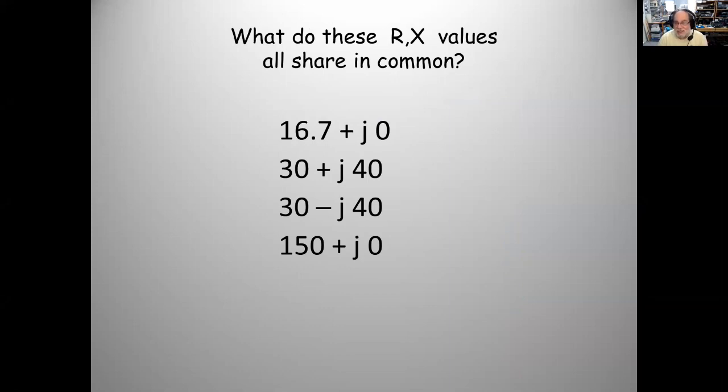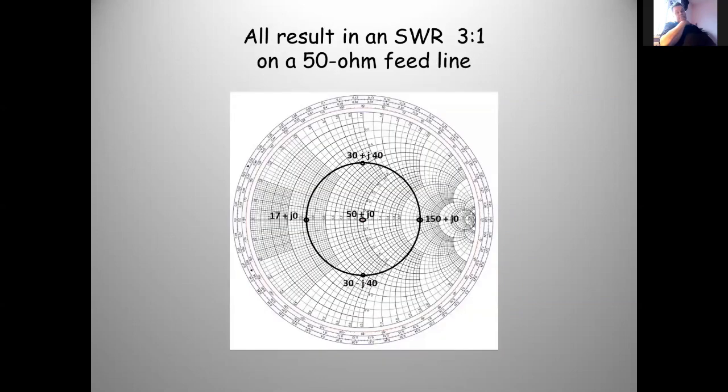What do these values share in common? They're all the same SWR again. You got it. Good, thank you. So when you plot these on my crude chart, 50 plus J0, that's easy. That's the center. 17, well, that's 1/3 of 50, right? 16.7 or so, about 17. J0 means no reactance. So that's a ratio of 50 over 17, about 3 to 1. 150 to 50, 3 to 1.